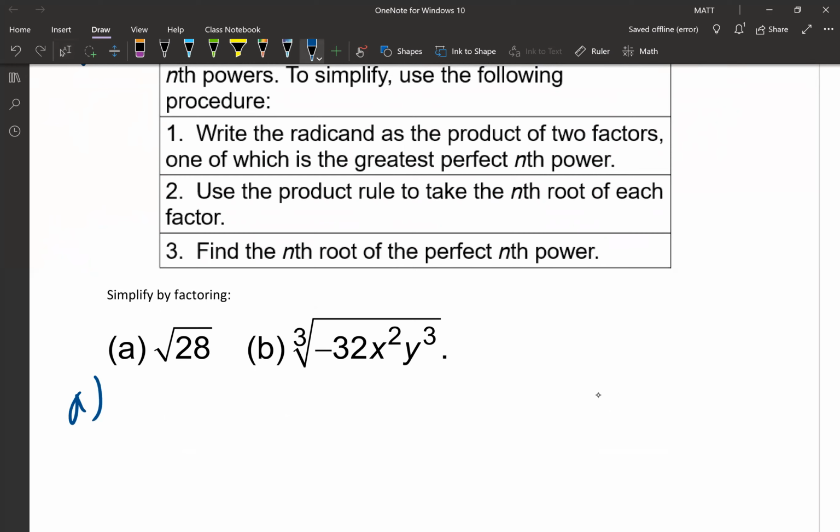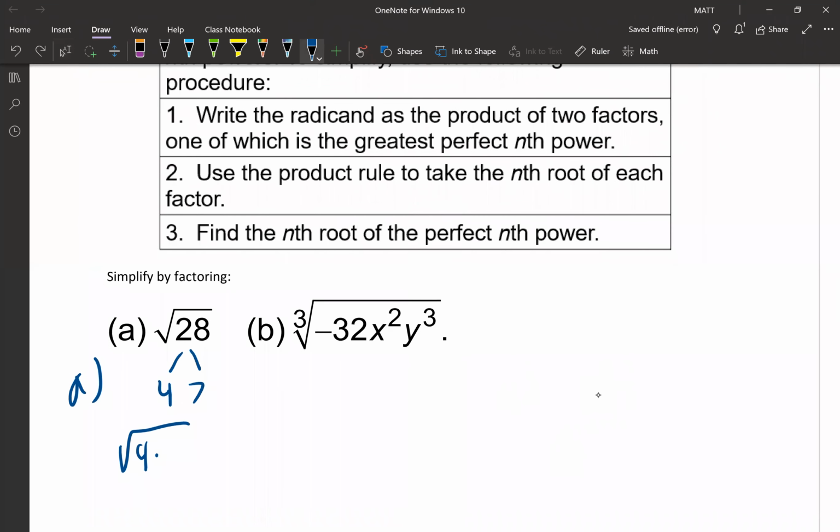we're taking the square root of 28. So what we want to do is see if there are any factors of 28 that are perfect squares. In this case, we need a perfect square. Well, notice that 28 is a factor of 4 and 7. So if I want to split these apart, I could say this is the square root of 4 times 7.